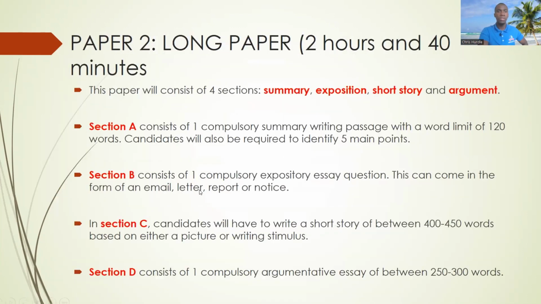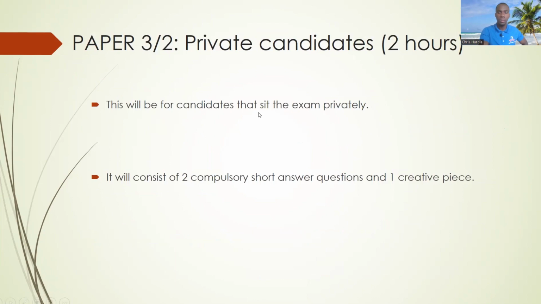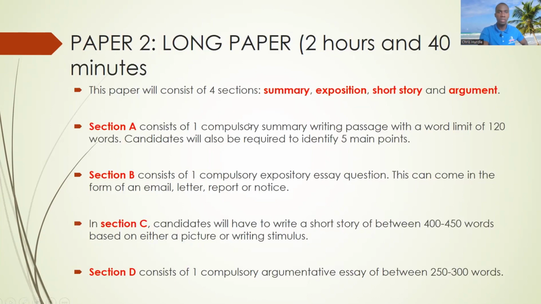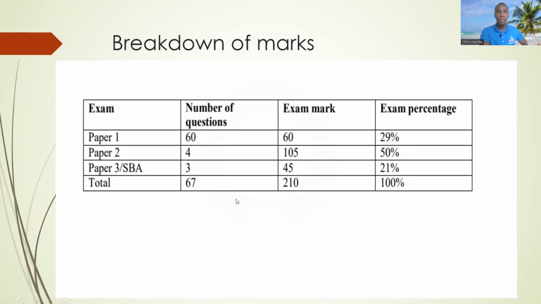When it comes to the long paper, the summary is going to be 25 marks, right? The expository piece is going to be 30 marks. The short story is going to be 25 marks. And the argument is going to be 25 marks. So it comes to a total of 105, right? So here we have the breakdown of the marks again.